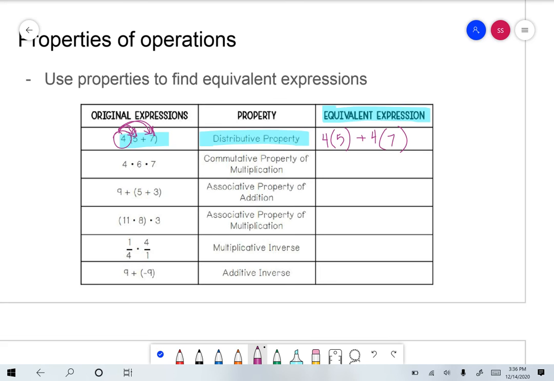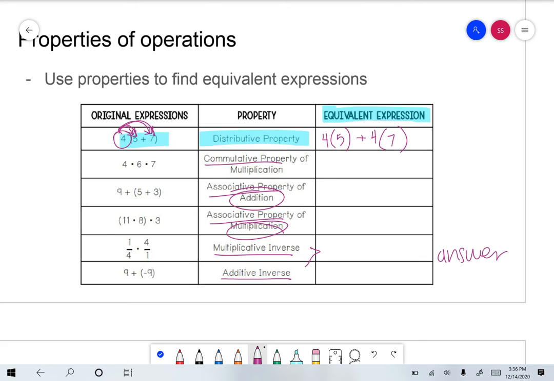So I'm going to let you do the rest of them. Commutative, associative of multiplication versus addition, multiplicative inverse, and additive inverse. These two, just find the answer. You don't need to rewrite it in an equivalent expression. Okay, so maybe pause the video, do that, and come back.